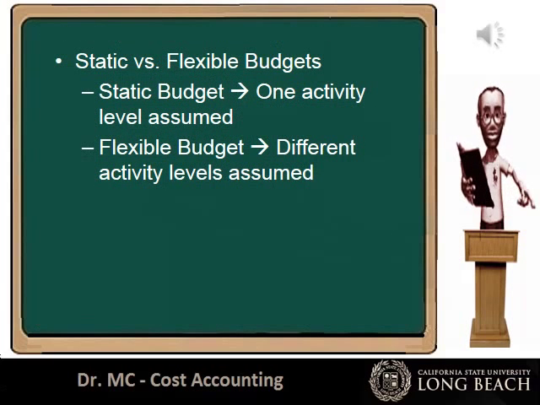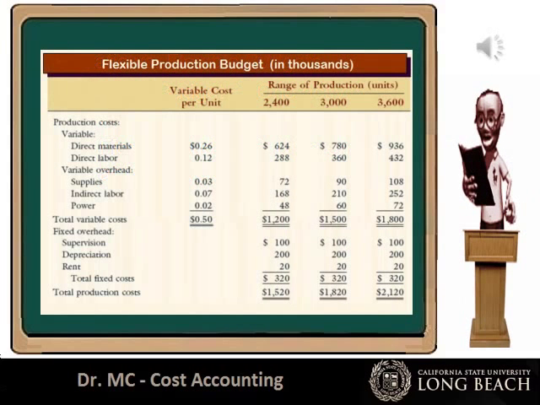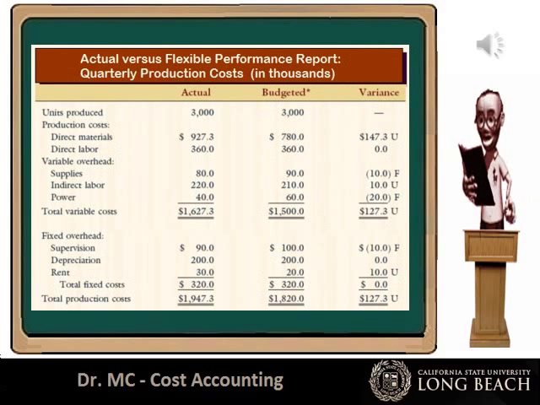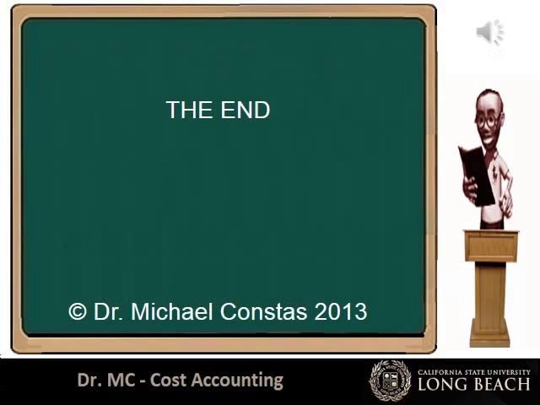What you have seen is a static budget with one level of activity assumed. You could also have a flexible budget where various activity levels are assumed. This is an example of a flexible budget. It shows budgeted costs at 3 levels of production. When you have a budget, it is helpful if you look at where your actual costs differ from your budgeted costs. The differences between the actual and budgeted costs are called variances. We will discuss variances in our next lecture. The end.